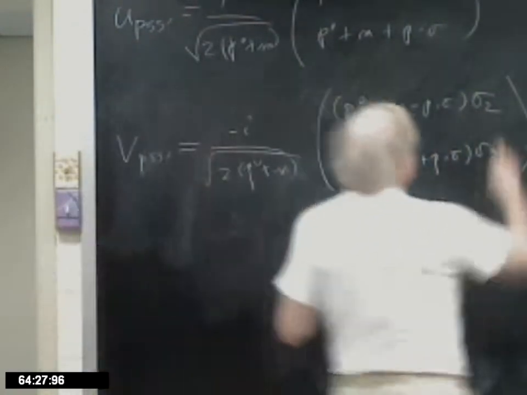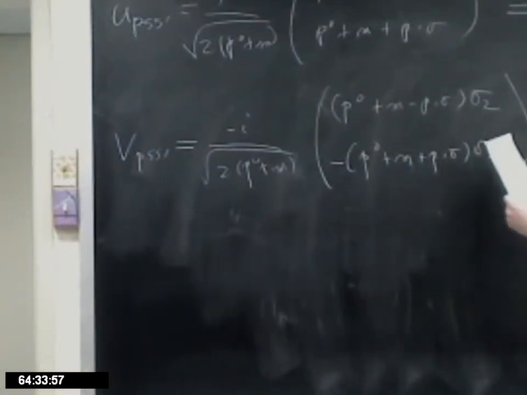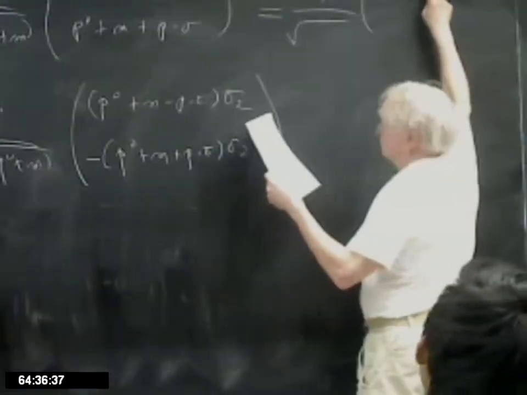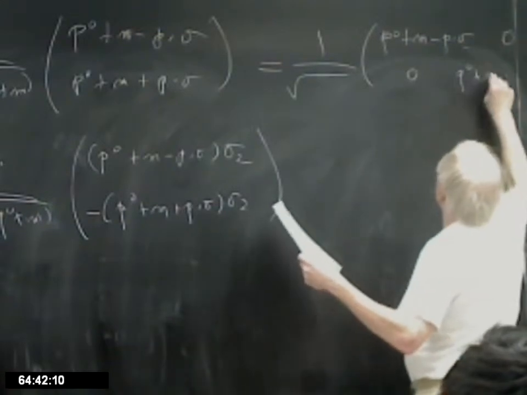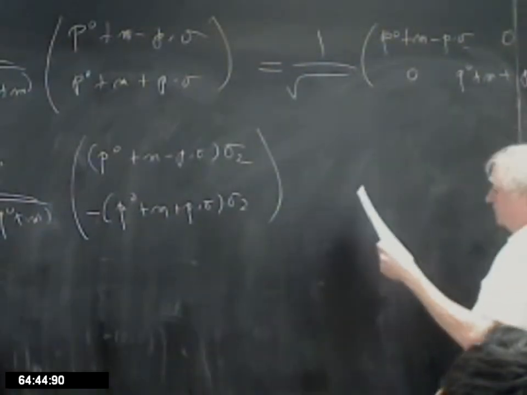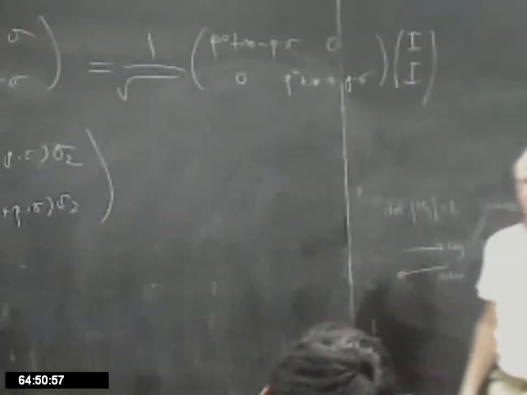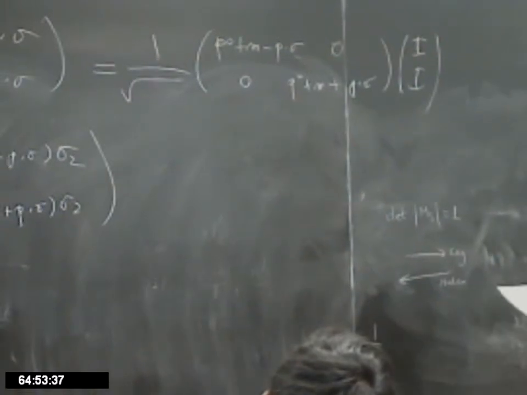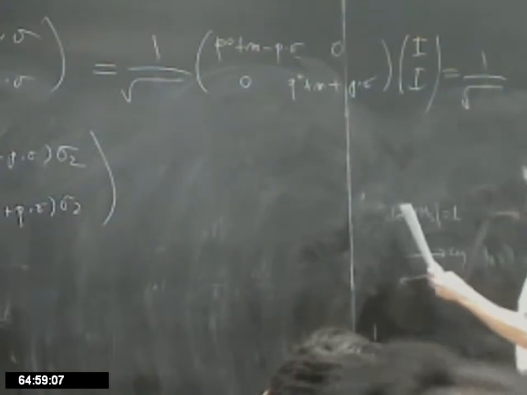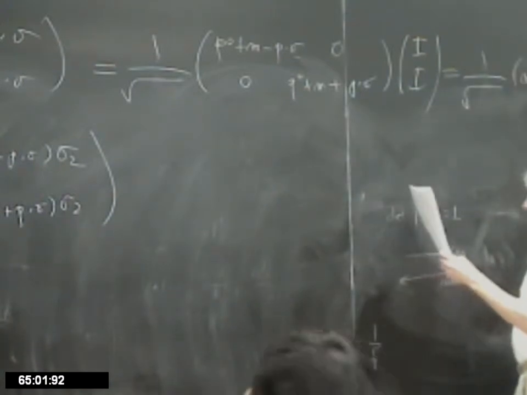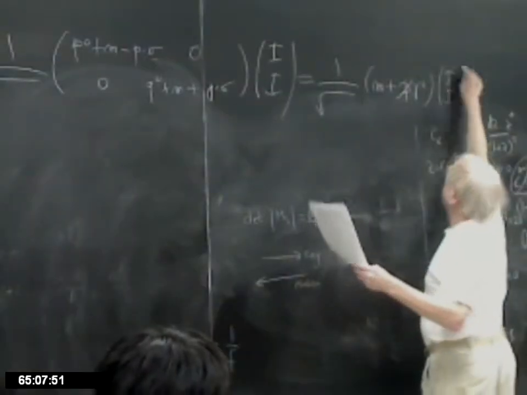Another way of writing this is 1 over the same square root, but now it's p0 plus m minus p dot sigma, 0, 0, p0 plus m plus p dot sigma, a sort of vector of two 2 by 2 matrices. Another way of writing that is 1 over the same square root, m plus p slash gamma 0, times a vector.